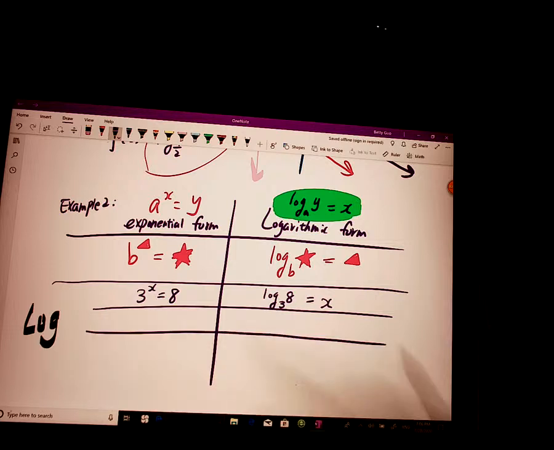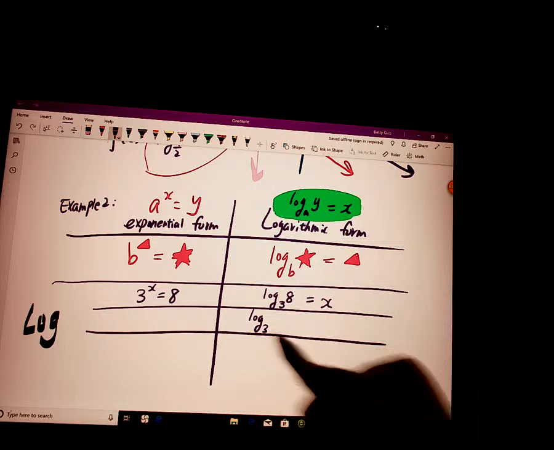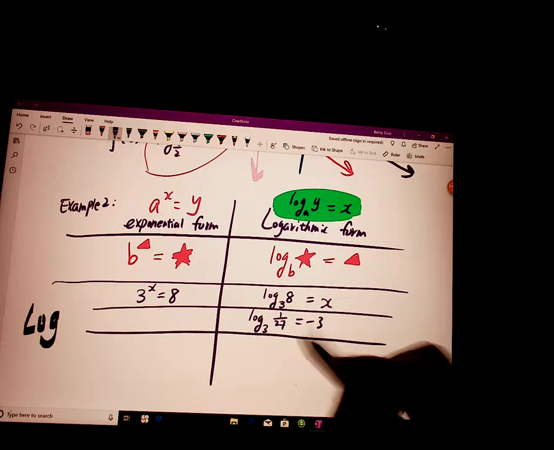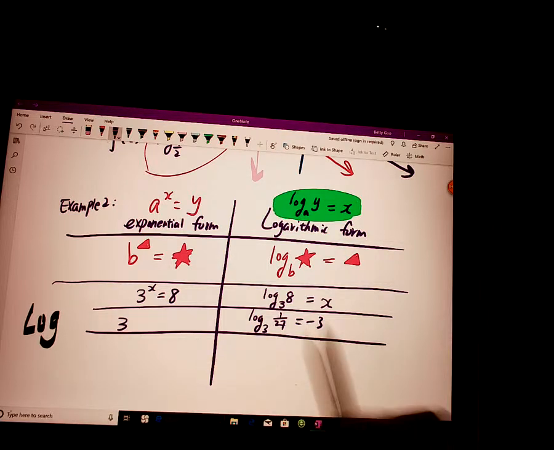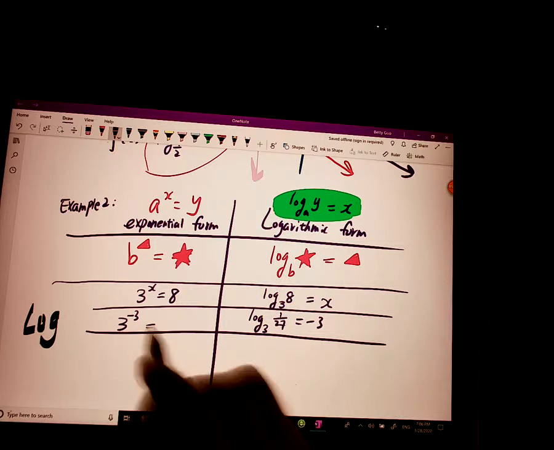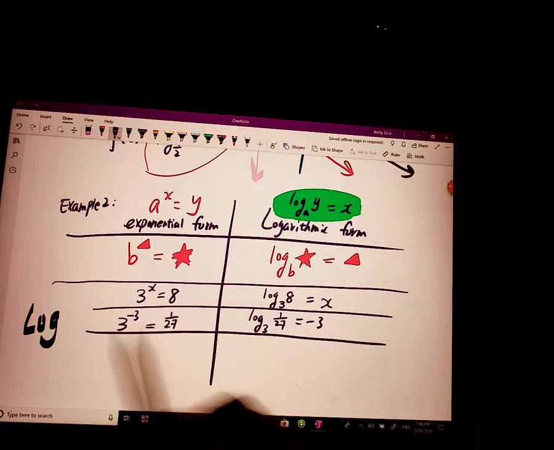Okay, next one. This time we are given the equation in the logarithmic form. Log base 3 of 1 over 27 equals -3. We need to convert that to the equivalent exponential form. So what's the base? Base is 3. What is the log? This is a logarithm, right? Of course, this -3 is the log. It's going to be on the shoulder, equals the antilogarithm, which is 1 over 27. And this is a fact. Everybody can see that, right? Because 3 to the power of -3 is 1 over 27, the reciprocal of 27.